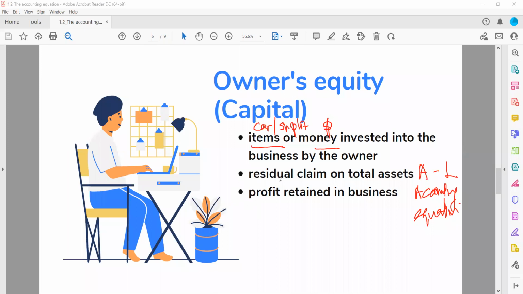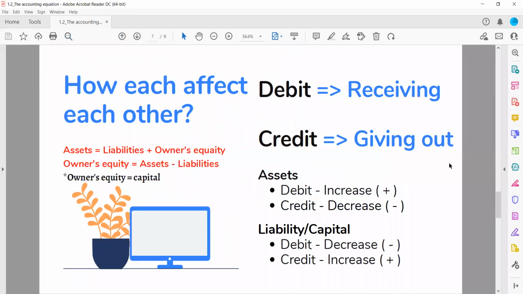Okay. Next. Profit retained in the business. Along the way, in a year, you run the business and make a profit. This profit will increase the capital. How does each affect each other?